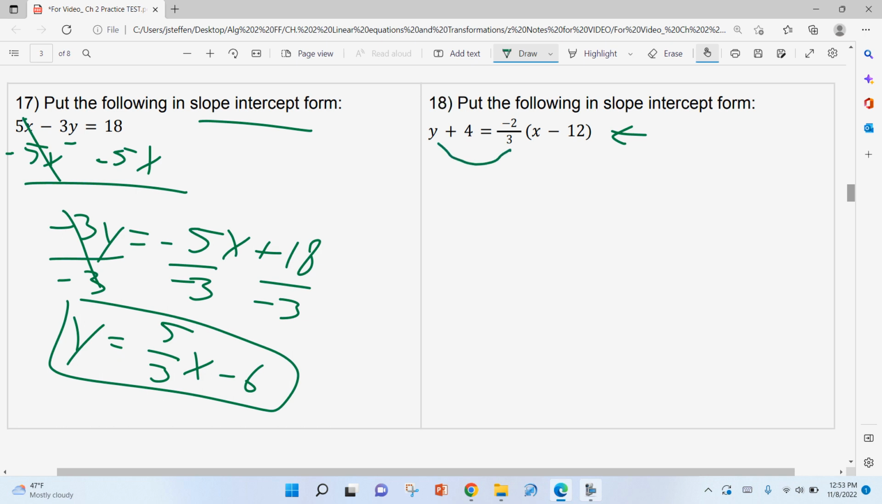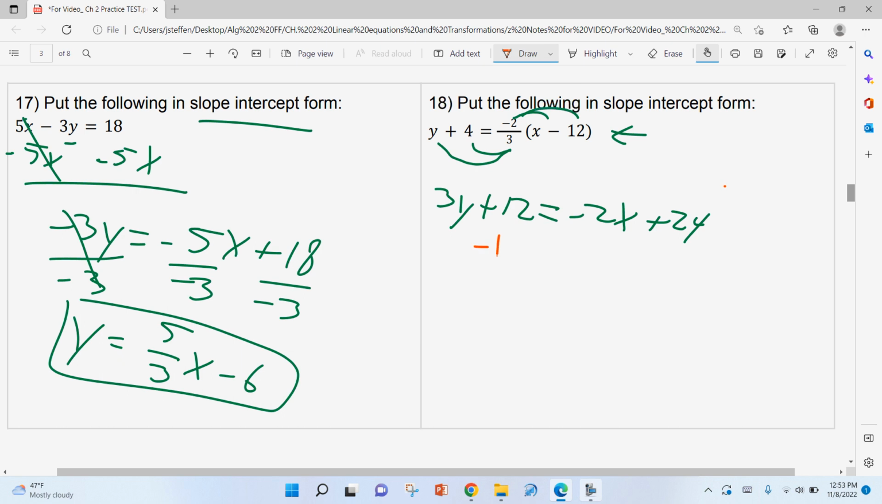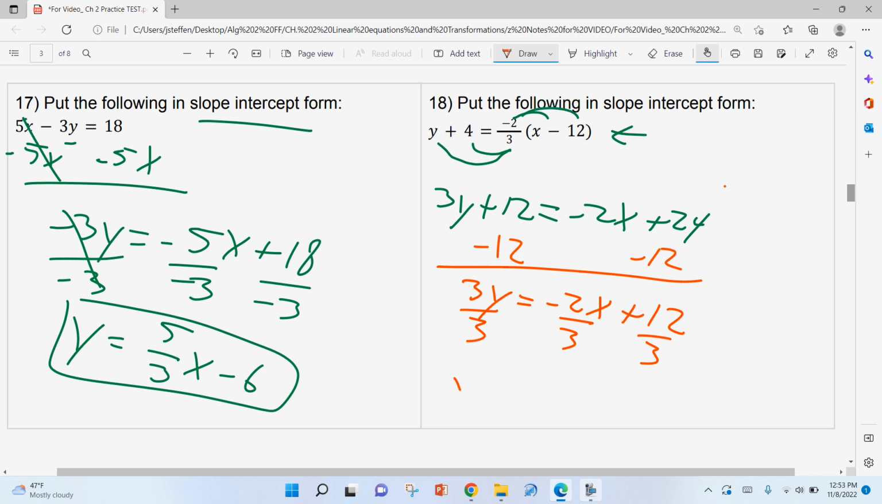You just have to remember, take your denominator to the left, your numerator to the right. So we have 3y plus 12 is equal to negative 2x plus 24. Then go through and solve for y. So subtract 12. We have 3y is equal to negative 2x plus 12. Then divide everything by 3. So we get y is equal to negative 2 over 3 x plus 4.